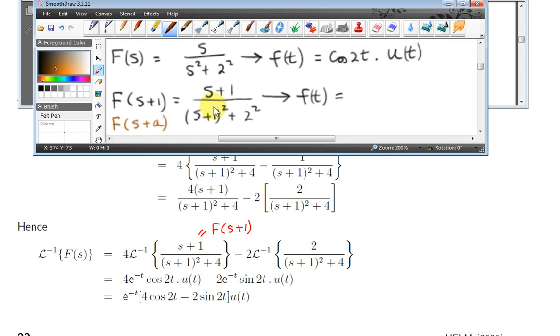So I've written down F of s plus 1 here. We know that the first shift theorem involves big F of s plus a, where a in this case is actually plus 1. So the first shift theorem tells us that little f of t for this function now, not for this one up here, it's a different f of t now, is e to the minus at, where a is 1, so it's e to the minus 1 times t, times the little f of t that corresponds to big F of s.